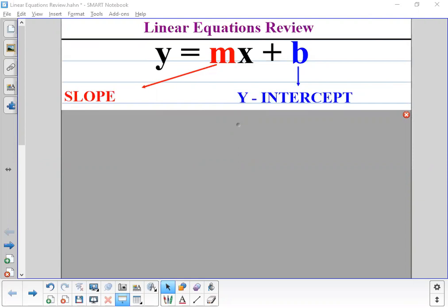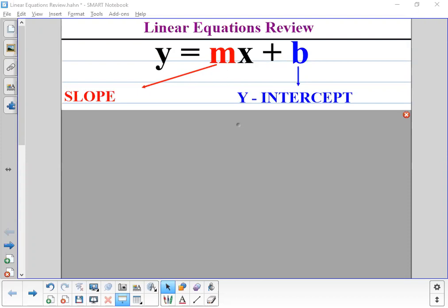So when I have an equation in slope-intercept form, the number that multiplies the x, the coefficient of the x, is my slope. And we use the letter m to represent slope. And the number that is added onto the end, the constant in the equation, is the y-intercept. And we use the letter b to represent the y-intercept.